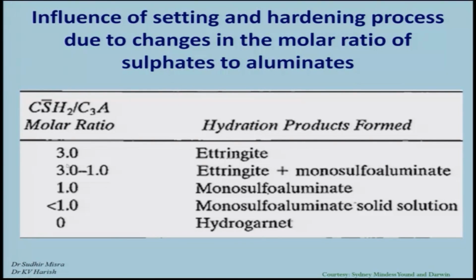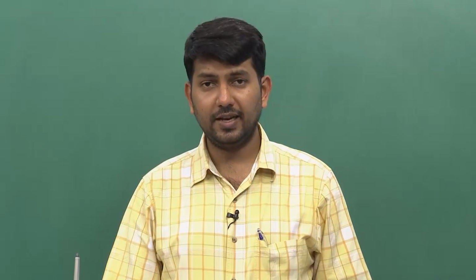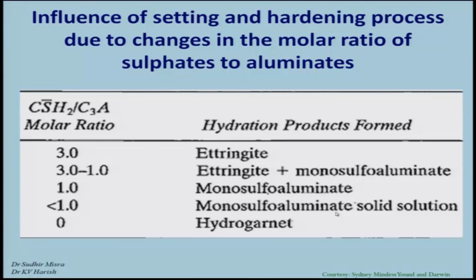Now, if the molar ratio is substantially lower, in other words, if the sulfates are very little present in the system, in such a case you typically end up getting only monosulfoaluminates. This happens at a molar ratio of 1. Now, if the sulfates are present at still lower than this value, which is explained here as lower than 1, then you typically get monosulfoaluminate solid solution. And typically when sulfates are absent, then this molar ratio is completely 0. Finally, you get the product hydrogarnet.